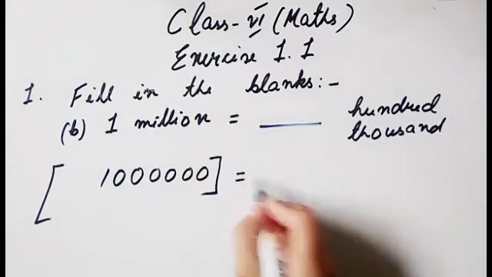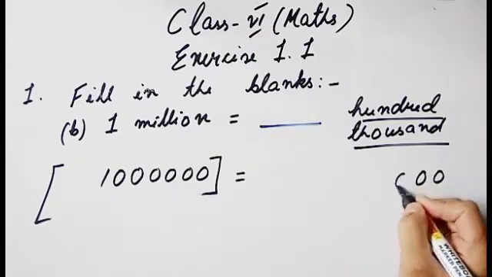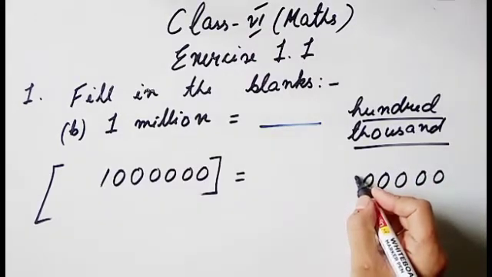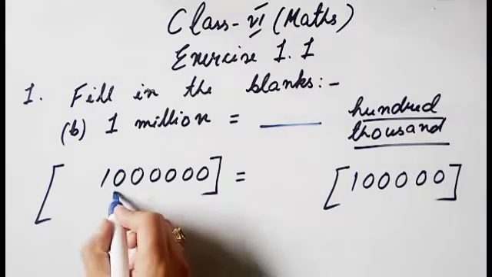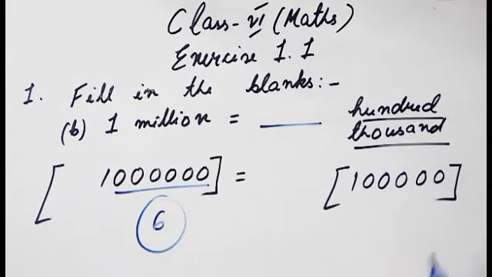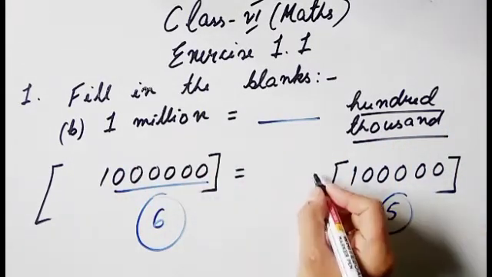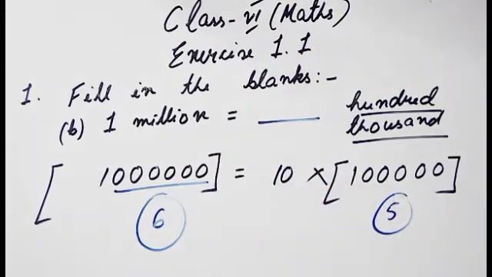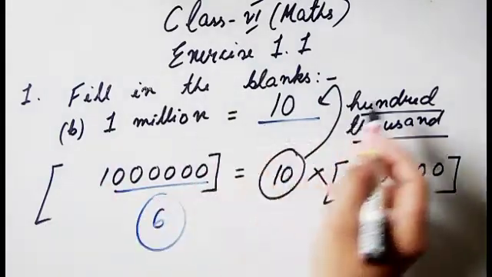Okay students, then let us write the numerical of 100,000. Ones, tens, 100, 1000, 10,000. Next will be 100,000. Right, students? So count number of zeros. 1 million, how many zeros? 1, 2, 3, 4, 5, 6 zeros. Right? 100,000, how many zeros? 1, 2, 3, 4, 5 zeros. So we need to add 1 more zero, right? We need 1 more zero to get 1 million. So that's why this 100,000 will also be multiplied by 10. And this 10 will be our answer. 1 million equals to 10 times of 100,000.